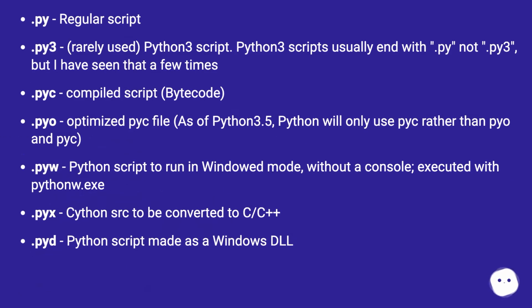.py, regular script. .py3, rarely used, Python 3 script. Python 3 scripts usually end with .py, not .py3, but I have seen that a few times. .pyc, compiled script, bytecode. .pyo, optimized pyc file. As of Python 3.5, Python will only use pyc rather than pyo and pyc. .pyw, Python script to run in windowed mode, without a console, executed with pythonw.exe. .pyx, Python source to be converted to C/C++. .pyd, Python script made as a Windows DLL.